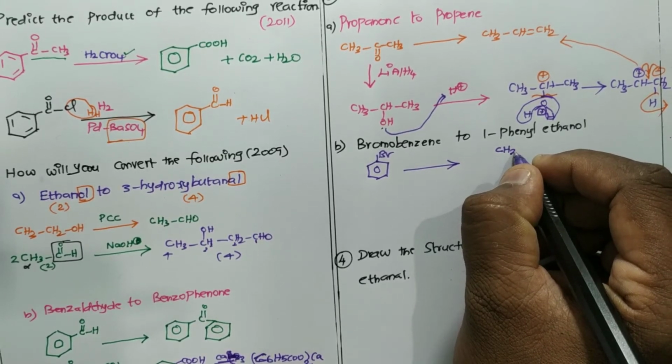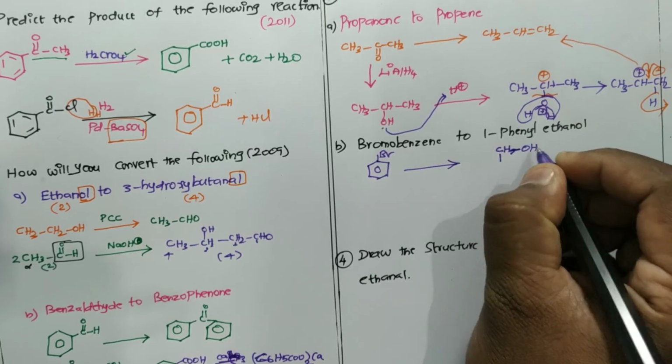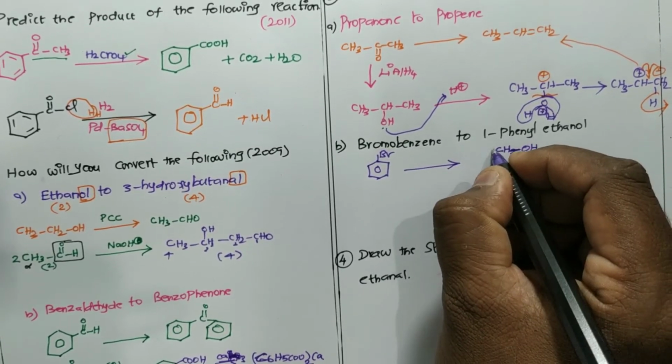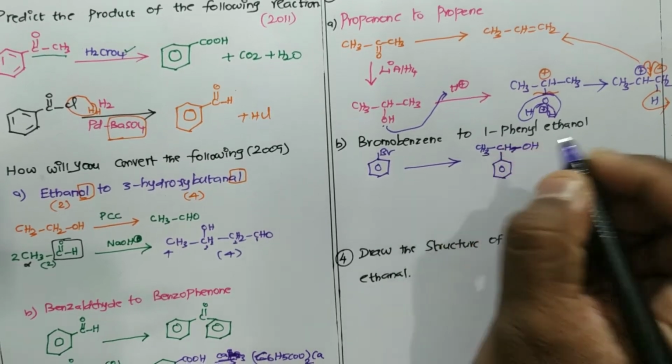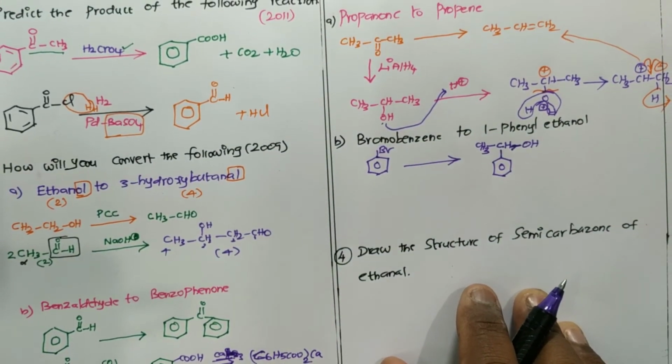CHOH. Am I right? 1-phenyl ethanol: in the first position the phenyl group is there, and ethanol is there. So the phenyl group is there and ethanol is there. One more thing, CH3. So this is nothing but 1-phenyl ethanol. How can we convert this?